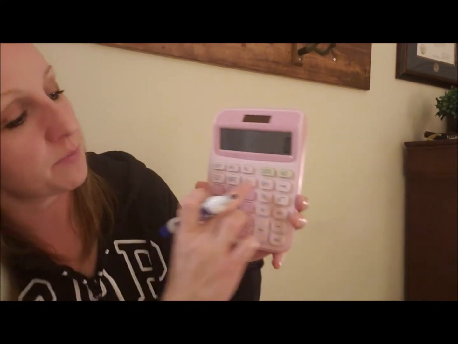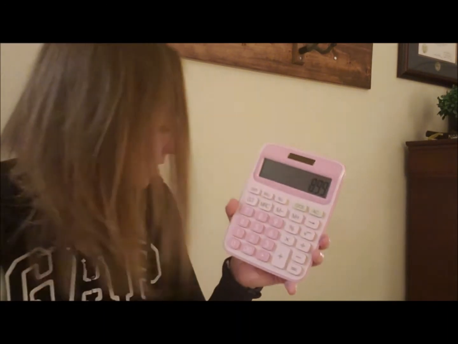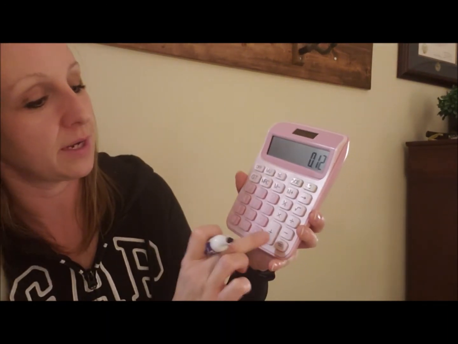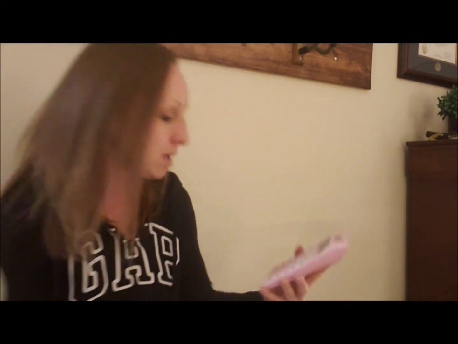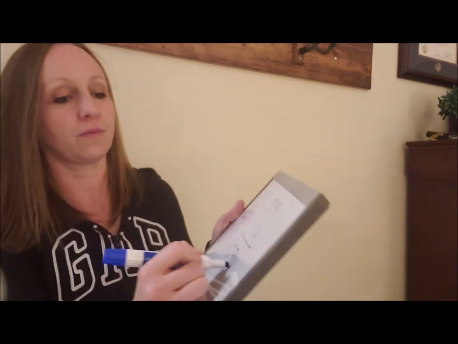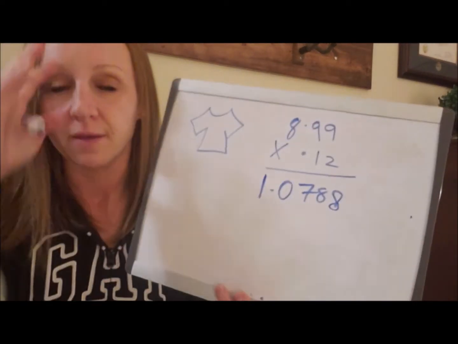I'm going to type in $8.99, so 8.99, and I'm going to multiply times 0.12. So 0.12, and I hit equals. And then I get this really horrible number. It's just super long. So let me write this on the whiteboard, and I'll show you how we deal with this. Oh my gosh, this is so long. Let me write this down. 1.0788.